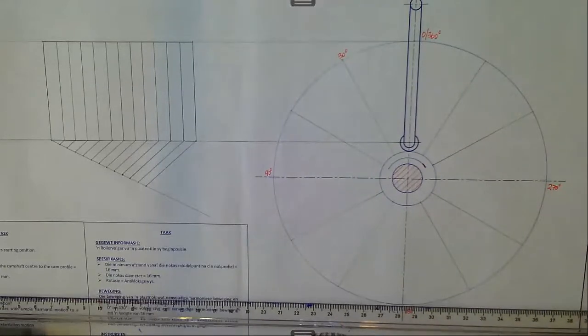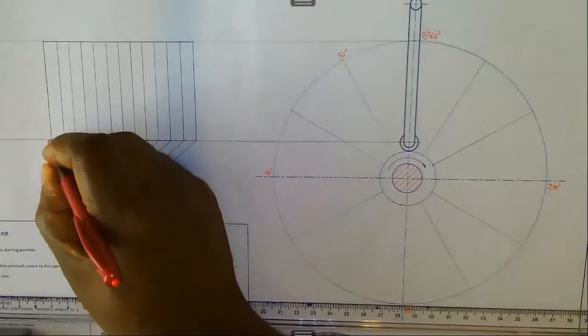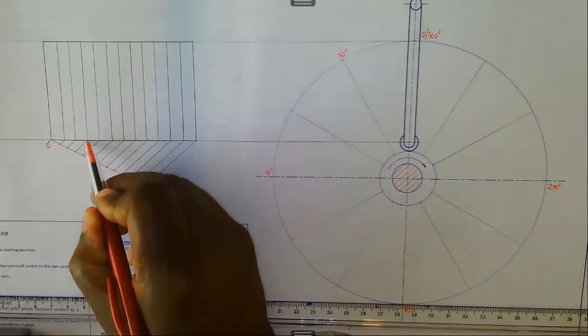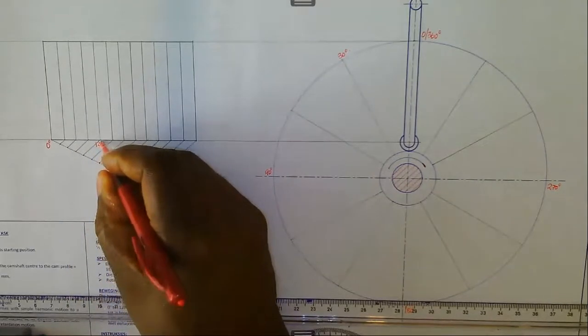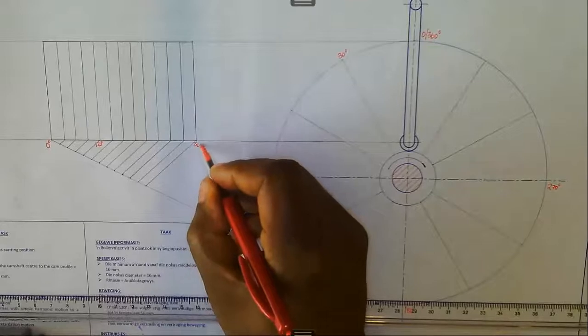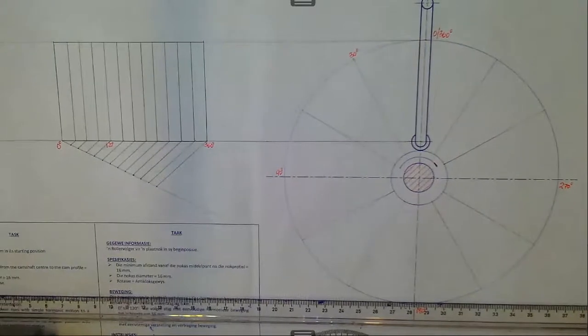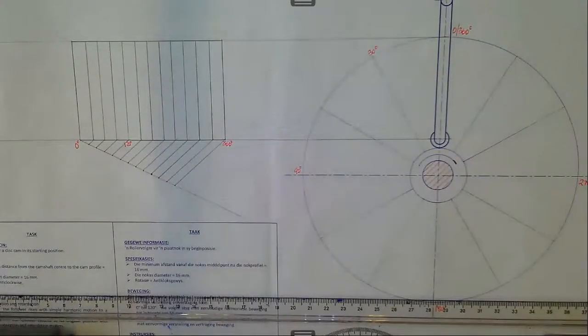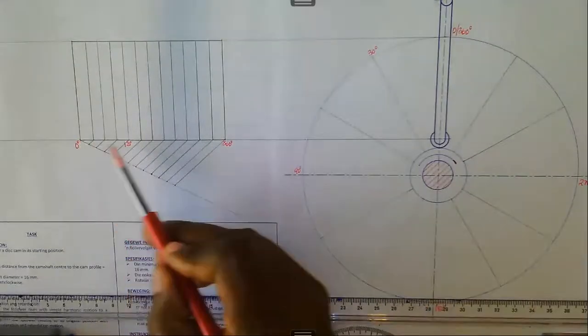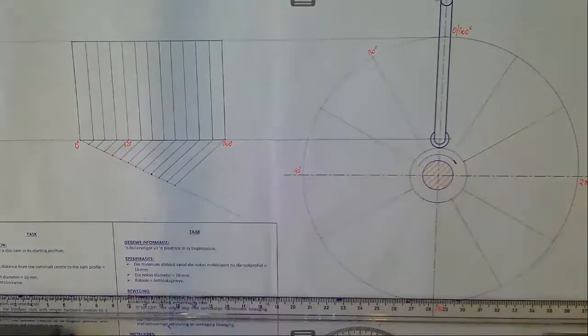So we are going to label here, that's 0 degrees, 30, 60, 90, and 120 degrees. Then we have got 360 degrees. Those are the highlights in terms of the motion. From here to there, the follower is going to assume simple harmonic motion. Then from here to there, it's uniform acceleration and retardation. Remember, if it is simple harmonic motion, it's a semicircle.